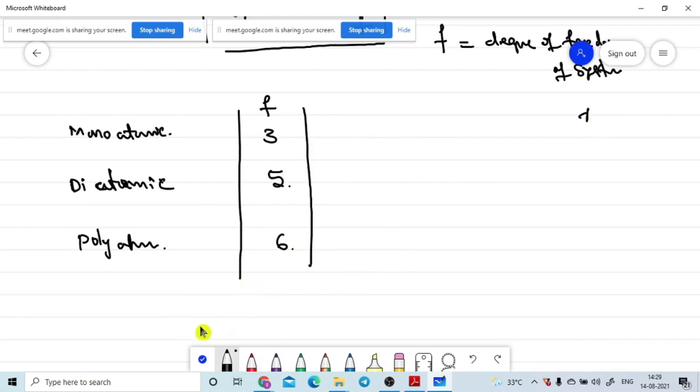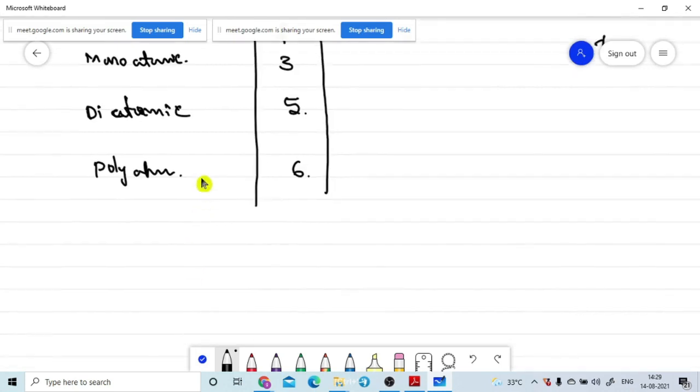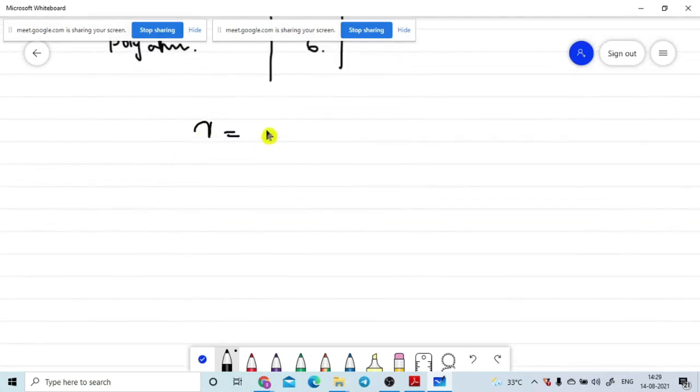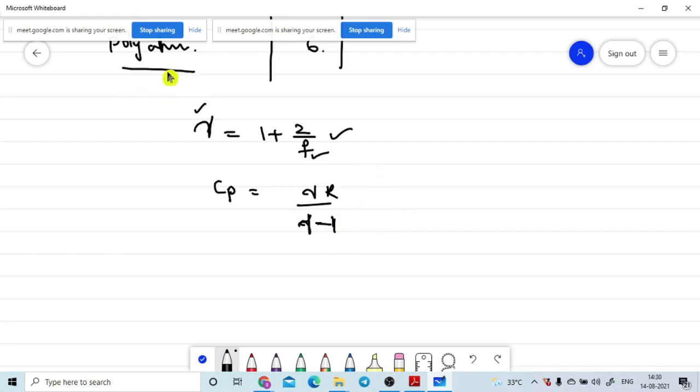We already have the formula. Gamma is equal to 1 plus 2 divided by f. If we know the f value, we can find the gamma value. If we know the gamma value, we can find the CP value. What is the formula? CP is equal to gamma into R divided by gamma minus 1. This formula we can use for the monoatomic system. Otherwise, if we go to the polyatomic system, it will be somewhat difficult.